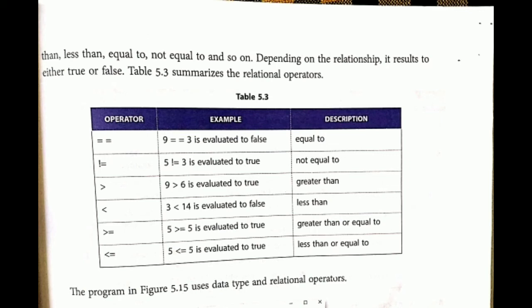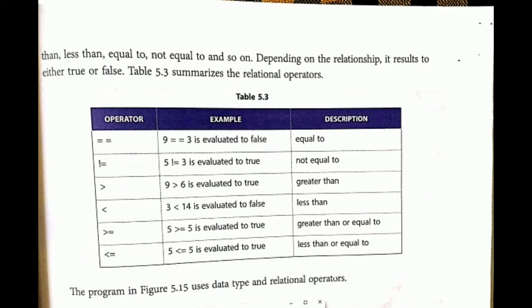Look at the first one, equal to. They compare two numbers to check whether they are equal or not. For example, 9 equal to 3. Is 9 equal to 3? No. So our result will be false. Look at the second one, not equal to. Look at the example, 5 not equal to 3. We know that 5 is not equal to 3. So our result will be true.